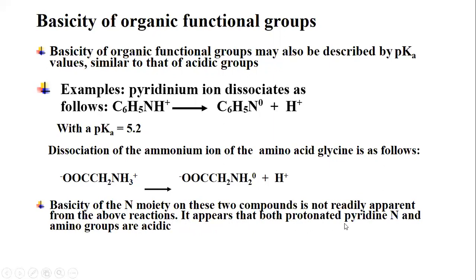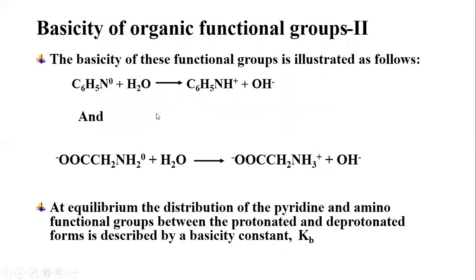It appears that both protonated pyridine N and amino groups are acidic if we look at them in these particular equations. The basicity of these functional groups is illustrated as follows. Now, if we take the neutral molecule in water, it takes up hydrogen. This is how it became ionic, and then it gives you hydroxide ions. And the other one, glycine, same way, takes a hydrogen from water, becomes NH3 plus, and of course, the hydrogen left the water, so it releases the hydroxide ions.